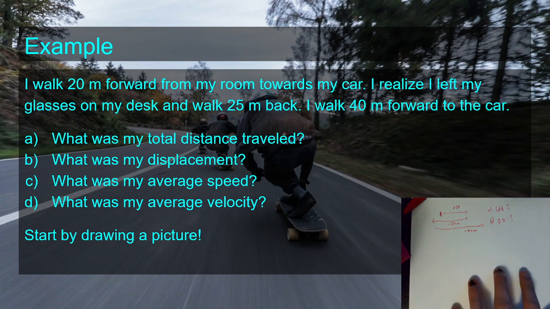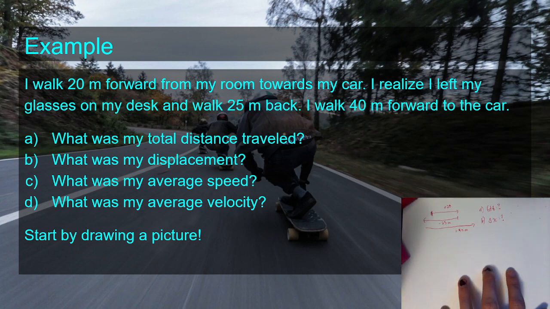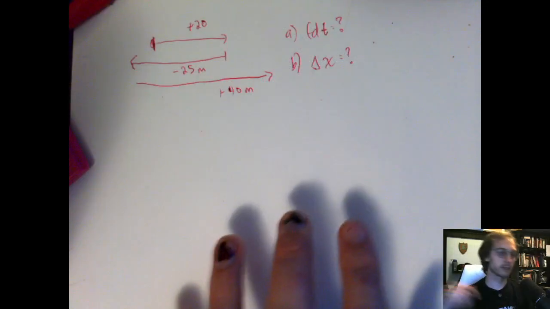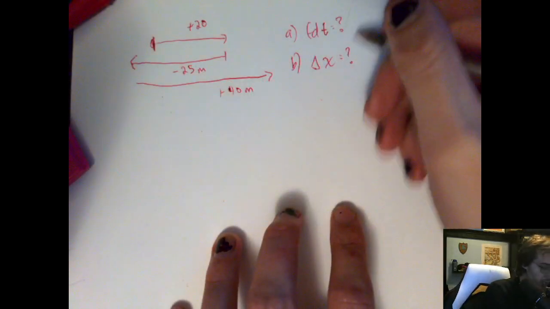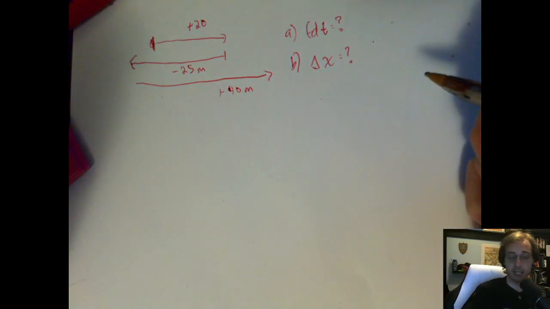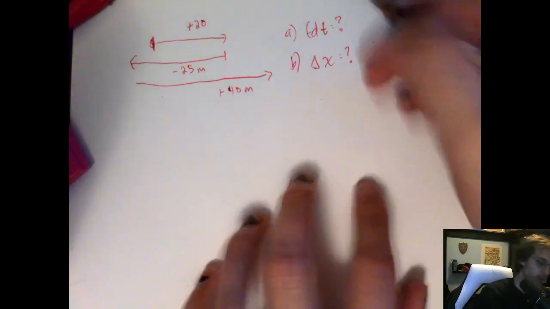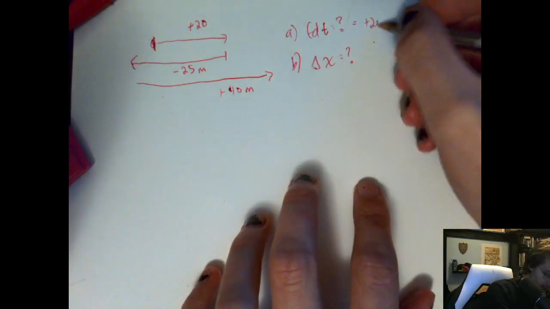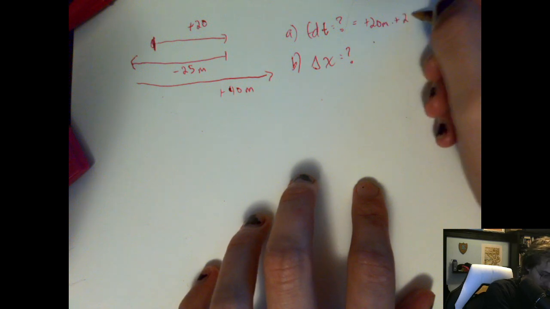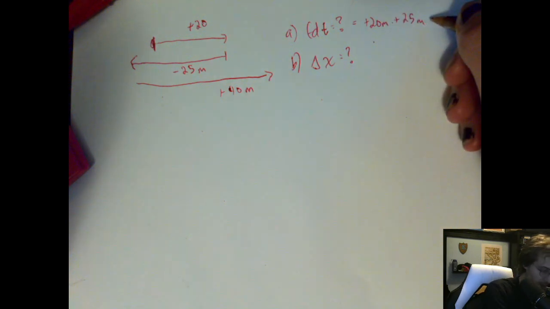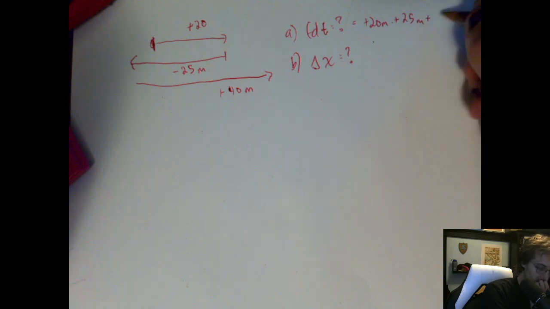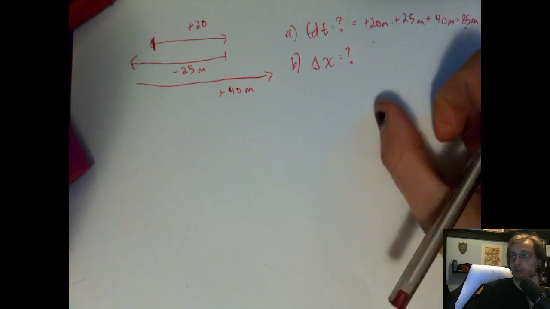All right, so these are the things we're looking for. So we have really only one way to find total distance traveled, and that's to just take everything and add it together, not caring about whether or not it's forward or backwards. So in this case, that'll look like plus 20 meters. We then go 25 meters. We don't care that it's backwards. We're just trying to figure out how far we went at all, regardless of direction, and then plus 40 meters. So 20 plus 25 is 45, plus 40 is 85. So we have gone a total of 85 meters.